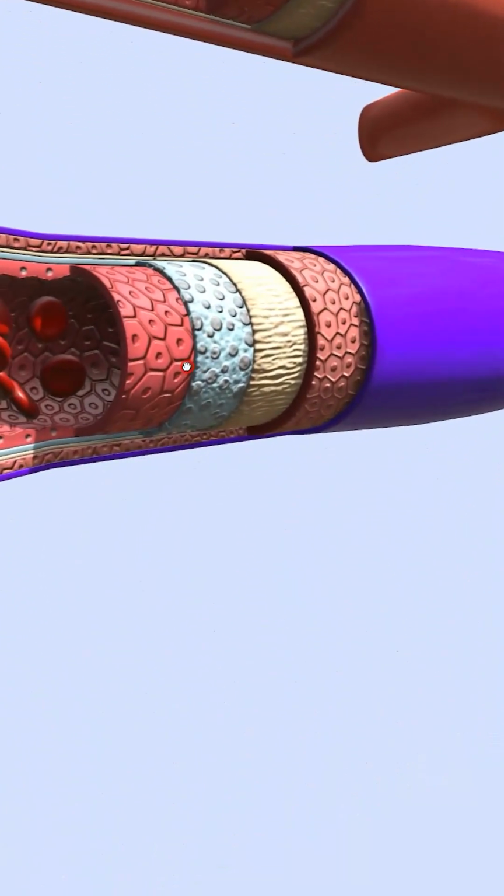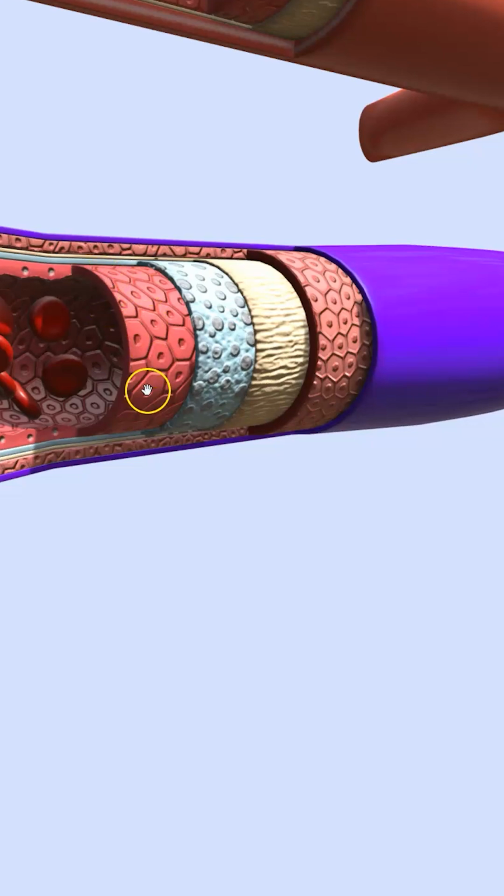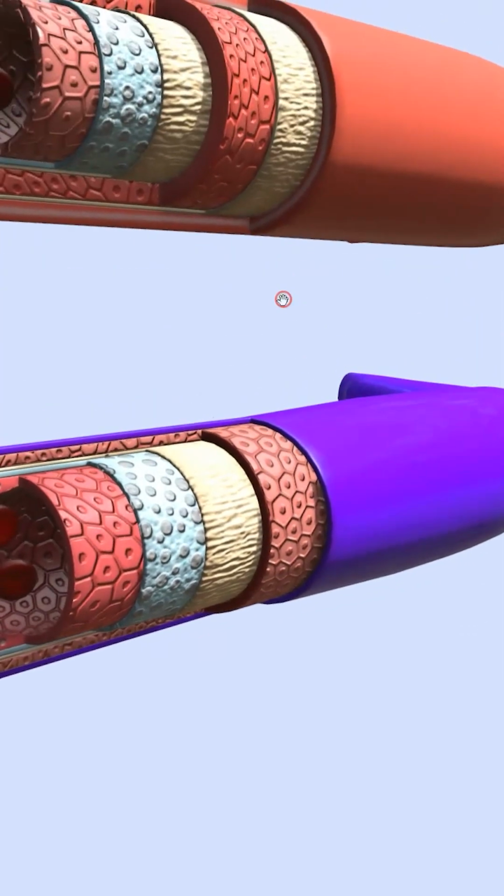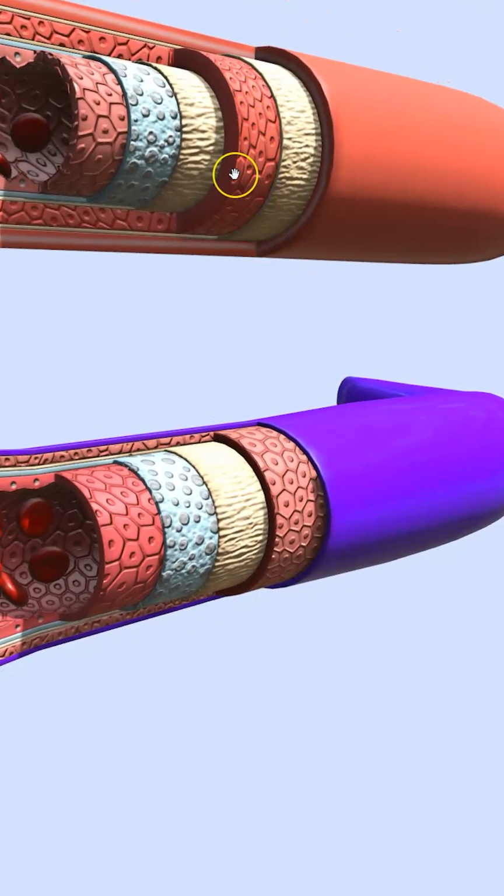If we look at our vein here, we see similar layers. We have the endothelium, the subendothelial layer, internal elastic membrane, and then we have the band of smooth muscle and then our serosa. But notice that in our vein, that band of smooth muscle, that tunica media, is much thinner than it is inside of the artery.